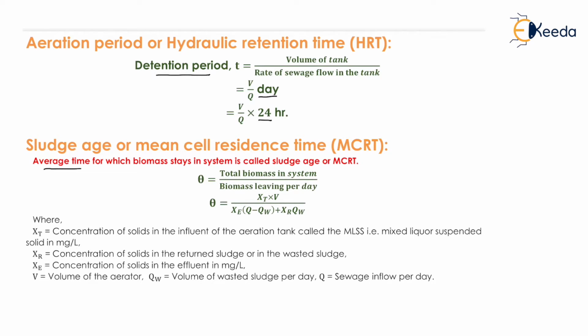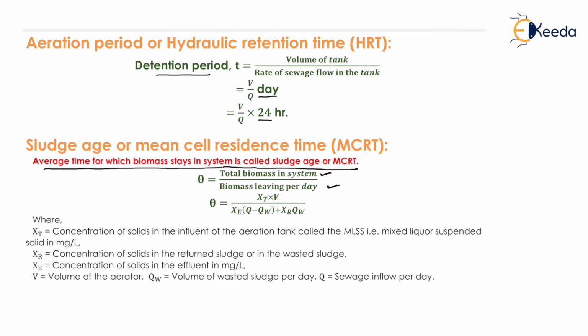The average time for which biomass stays in the system is called the sludge age or mean cell residence time. Now we want to calculate the mean cell residence time, for which we need to divide the total biomass in the system by the biomass leaving per day.